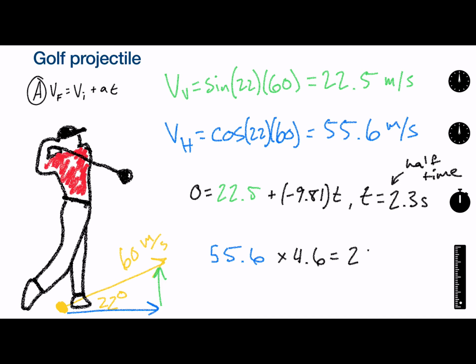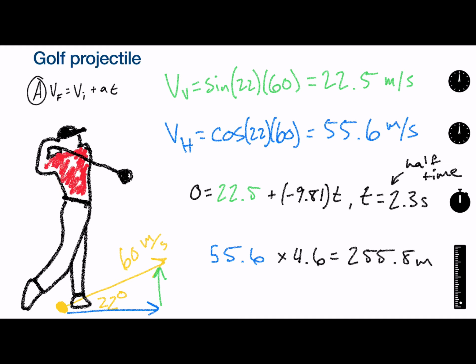To calculate how far the shot went, we simply multiply the horizontal velocity of 55.6 times the full time in the air, which would be 4.6 seconds, resulting in a horizontal distance of 255.8 meters.